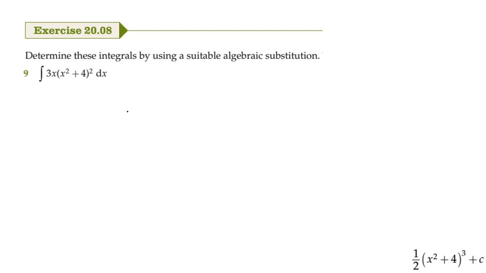Okay, another one. For this question, actually they try to apply the idea of integrating where one of the functions is the derivative of the other function. Don't worry about this point here. You just grab this one thing. Remember, choose the suitable u as the function inside the bracket. So the function inside the bracket is over here, which is x squared plus 4.